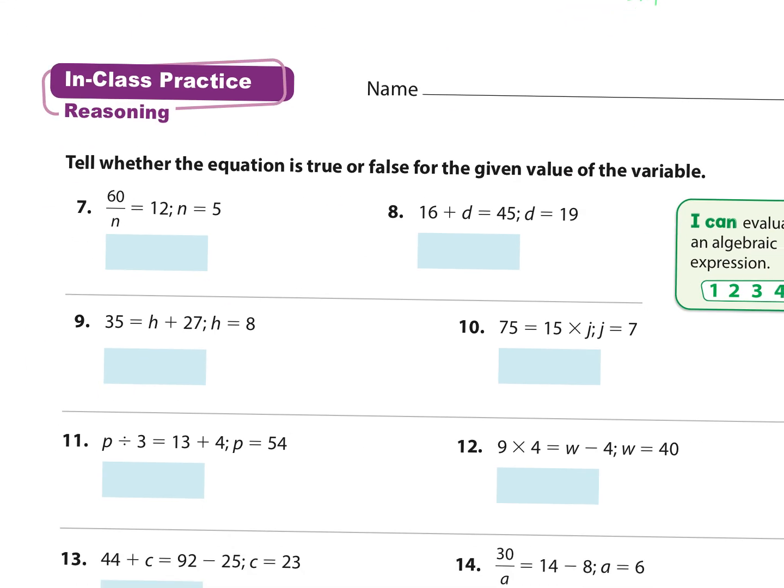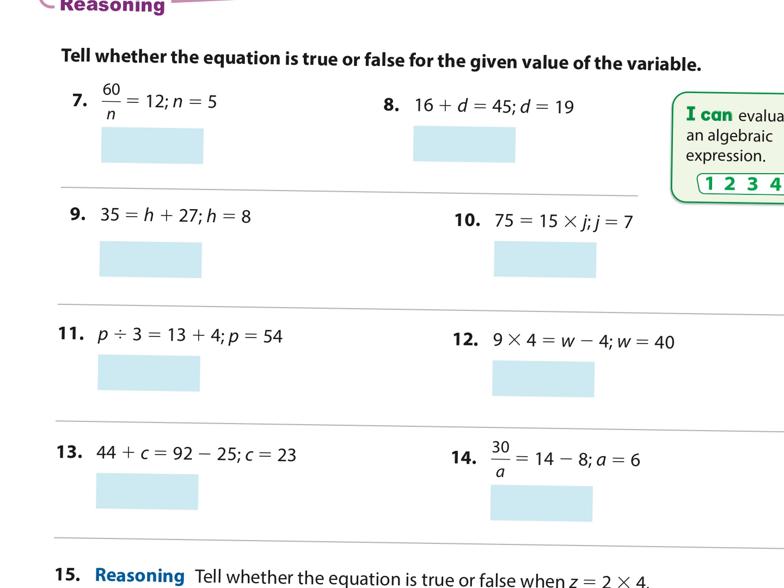Okay. Number 7 through the next few, the directions are a little different. It says, tell whether the equation is true or false for the given value of the variable. Actually, I think the directions are the same. It's the exact same. The only difference this time is that as we get further down our practice problems, notice that we have longer ones, which is why writing our equation is super important. Developing those good habits.